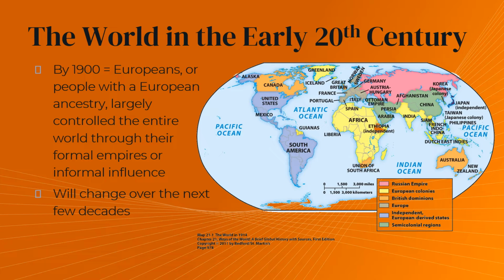Okay, so let's take a look at what is going on, a snapshot of the world in the earliest 20th century. 20th century being the 1900s. So by about 1900, Europeans and people with European ancestry, largely Americans, North Americans, control the whole world through empires, through spheres of influence, through various different types of economic imperialism. This control over the world is pretty solid, but it's starting to break up.